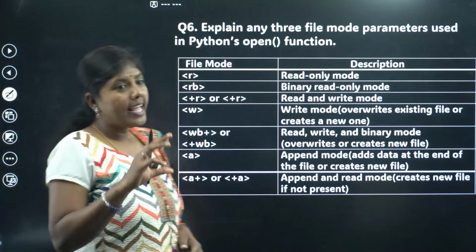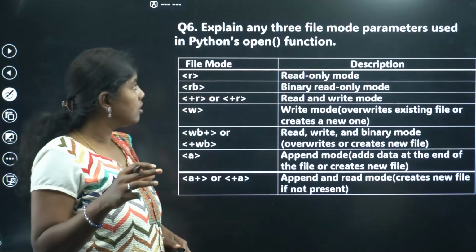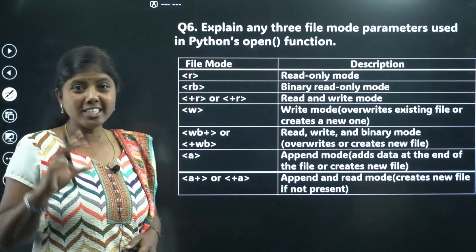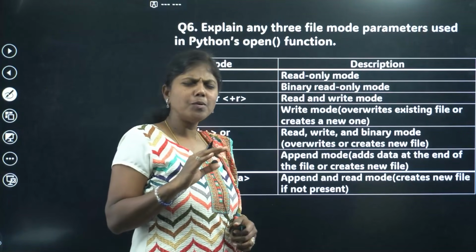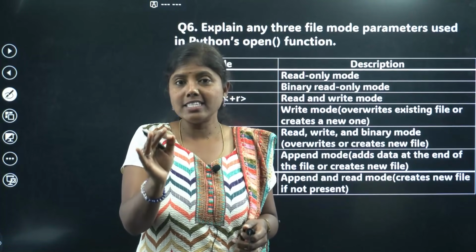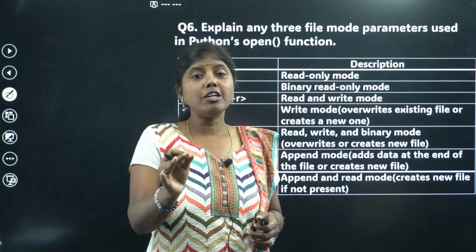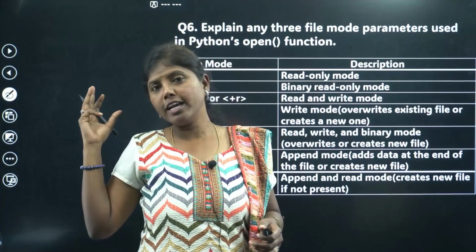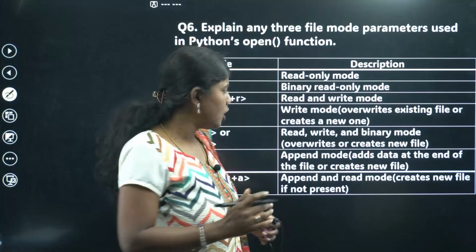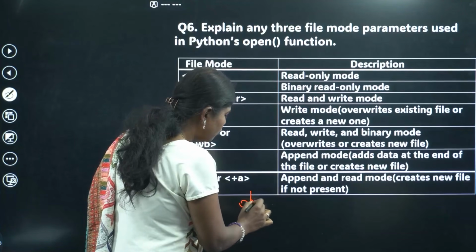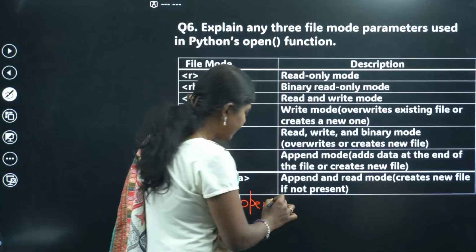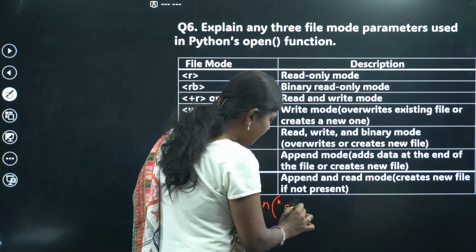What is the next question? Explain 3 file mode parameters used in Python's open function. I think you know what an open function is. Open function is a beautiful function. It's not just going to open an existing file. Open function is also going to create a file if it does not exist. How do you call an open function? We call it by writing the open keyword. It's a function open, and then write the name of the file. That's called sample.